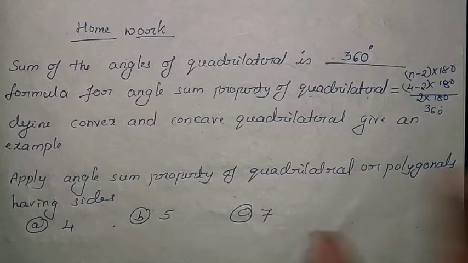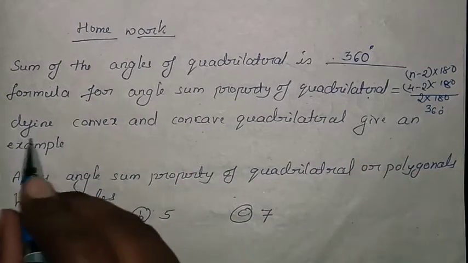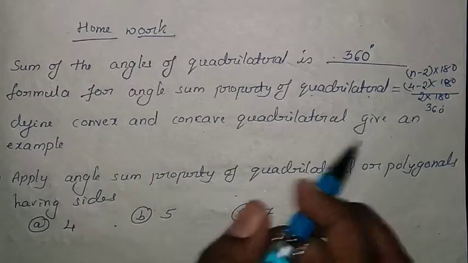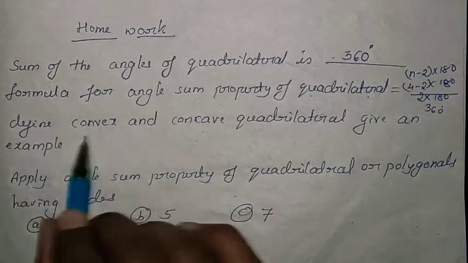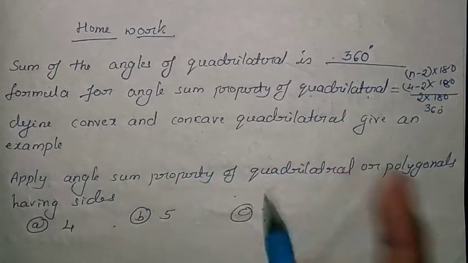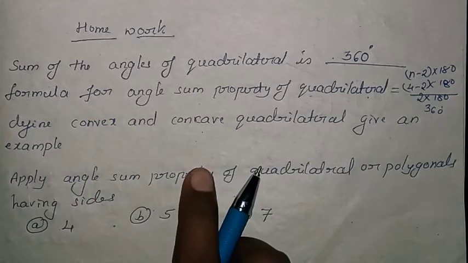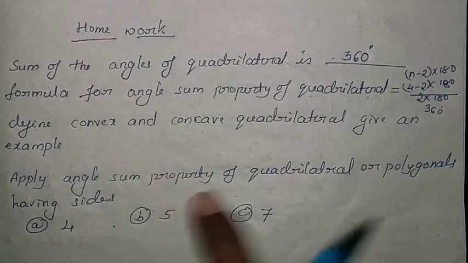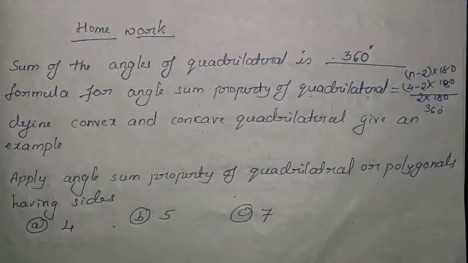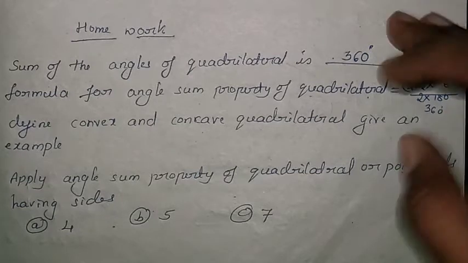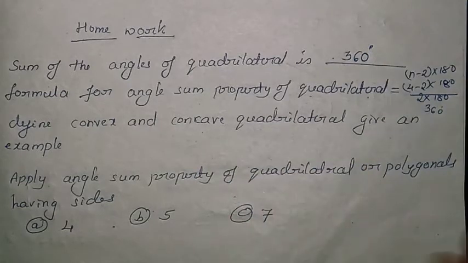And again I told you to write the formula for the interior angles of a triangle, which is equal to 180 degrees. And define convex and concave quadrilateral, give an example. I explained this convex and concave quadrilateral in a previous class, the first introduction class. Did you observe that one? And in the previous class we also discussed how to tell a convex quadrilateral from a concave one, and what the difference is between those two.